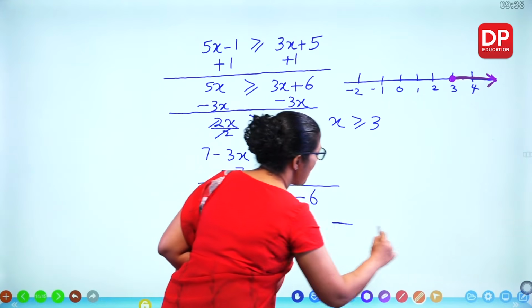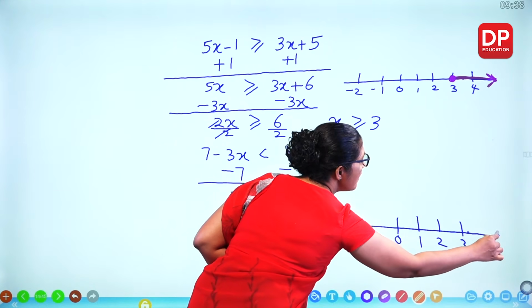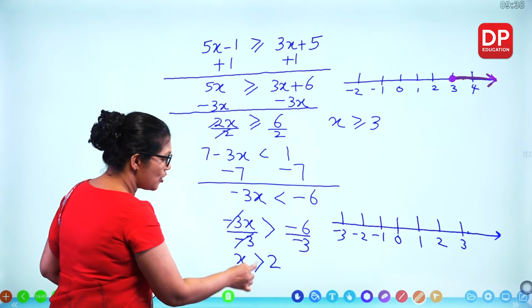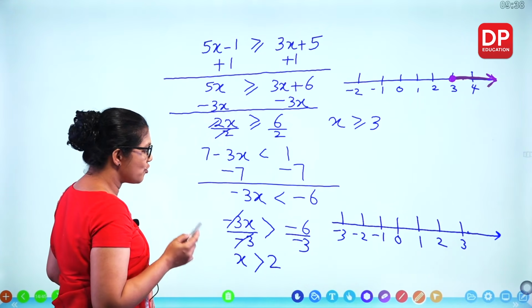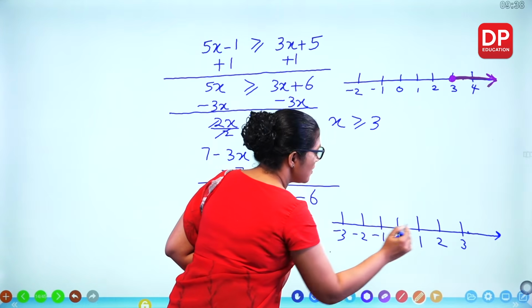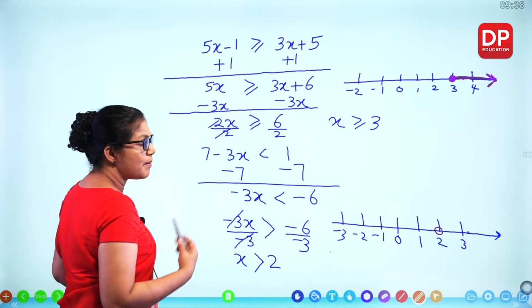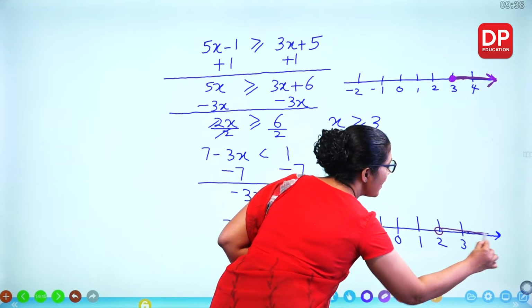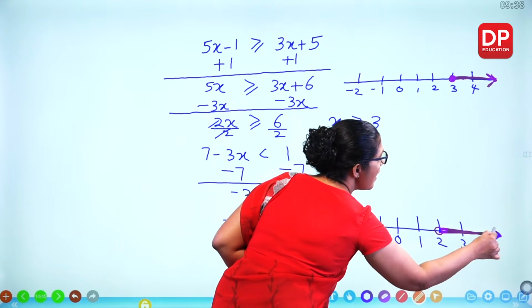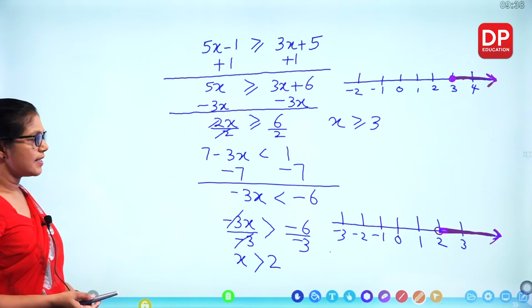If you want to draw the number line, just mark several numbers close to that one. And then here 2 is not included. That means you have to draw an open circle. So here 2, an open circle. This is greater. Greater means right hand side. So I can draw towards this side and use the arrow to represent this inequality.